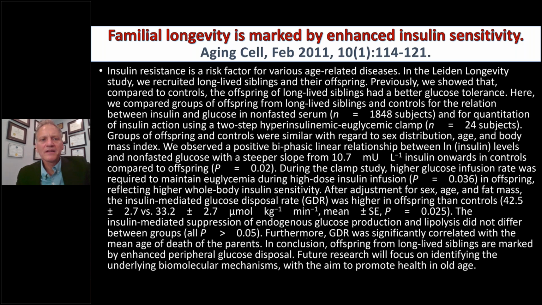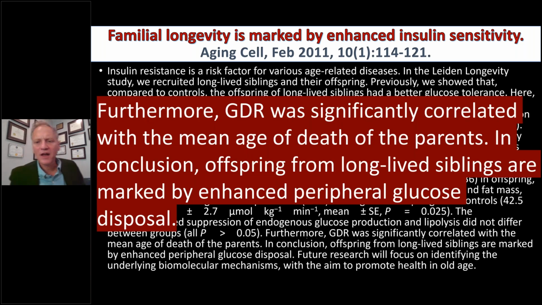This is an interesting one. Familial longevity is marked by enhanced insulin sensitivity. Watch this. Glucose disposal rate, that's what that is. Glucose disposal rate was significantly correlated with the mean age of death of the parents. In conclusion, offspring with long-lived siblings, basically what they found out is that they studied people who are 100 years old, and the better the insulin sensitivity was, the more it correlated with them living that long.